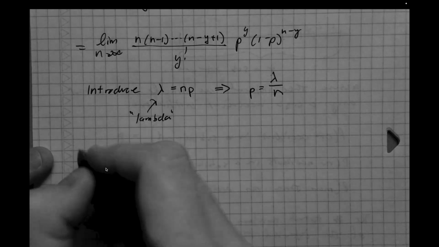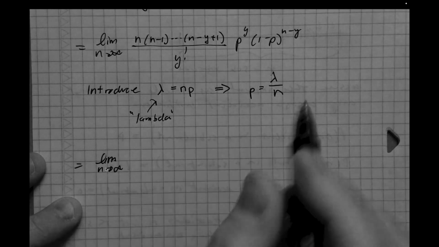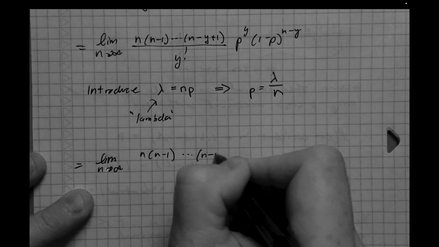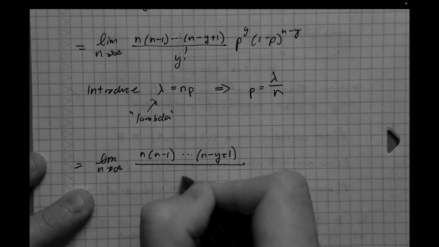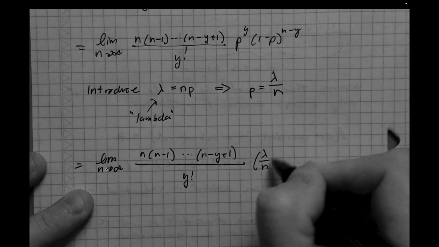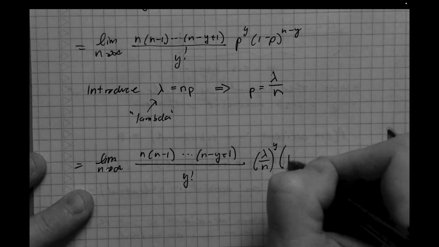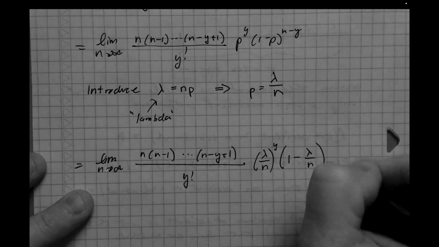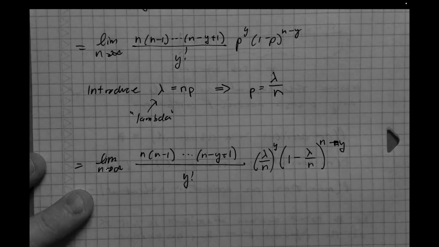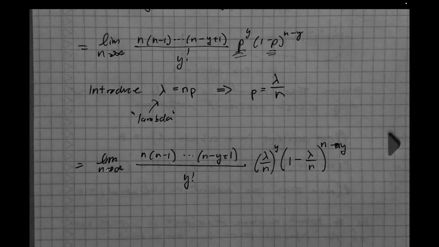Okay, so let's substitute that in. We've got the limit as n goes to infinity of n times n minus 1, dot, dot, dot, n minus y plus 1, all over y factorial. Now, instead of p, I'm going to write lambda over n, and that's still going to be to the y power, and then 1 minus lambda over n to the n minus y power. So all I did was sub in for these guys here.